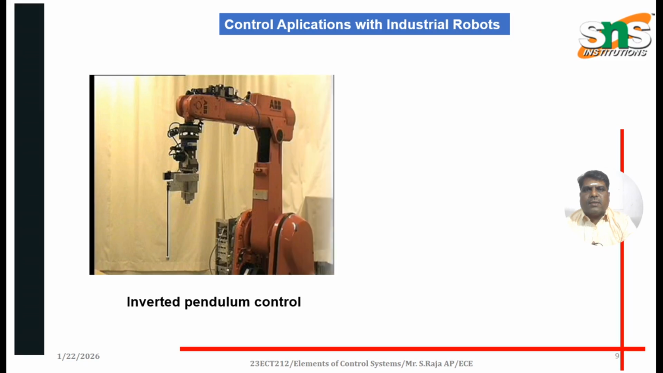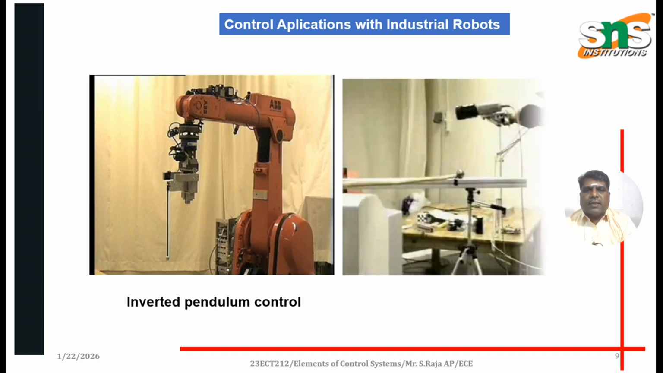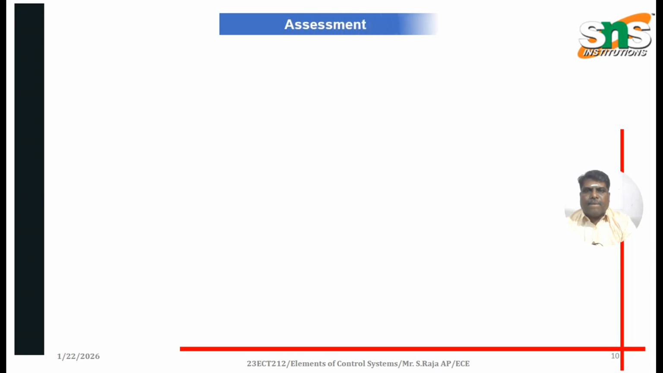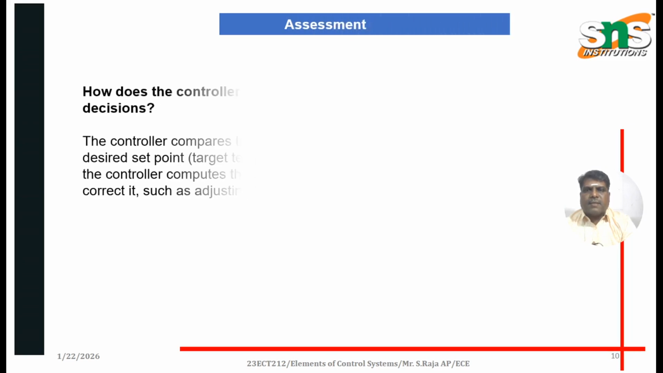Next is the control system application in industrial robotics. It is mainly used in inverted pendulum controllers, and also in ball grabbers. Next, I plan to give some assessment, students.